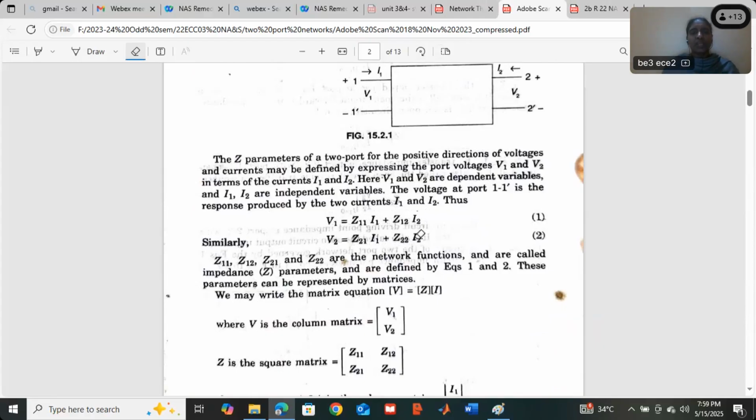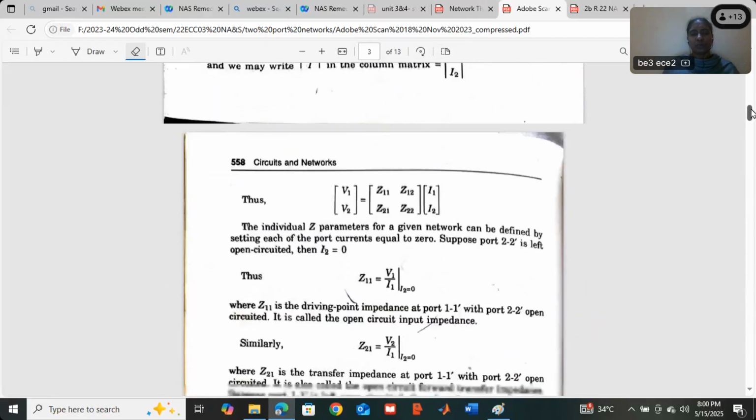Now, if you put I2 equal to 0, the second term will vanish. Then the formula for Z11 is V1 by I1, and the formula for Z21 is V2 by I1. Because you are putting I2 equal to 0, you are getting the formulas for Z11 and Z21. Like that, from the equations you will get 4 formulas: for Z11, Z12, Z21 and Z22.